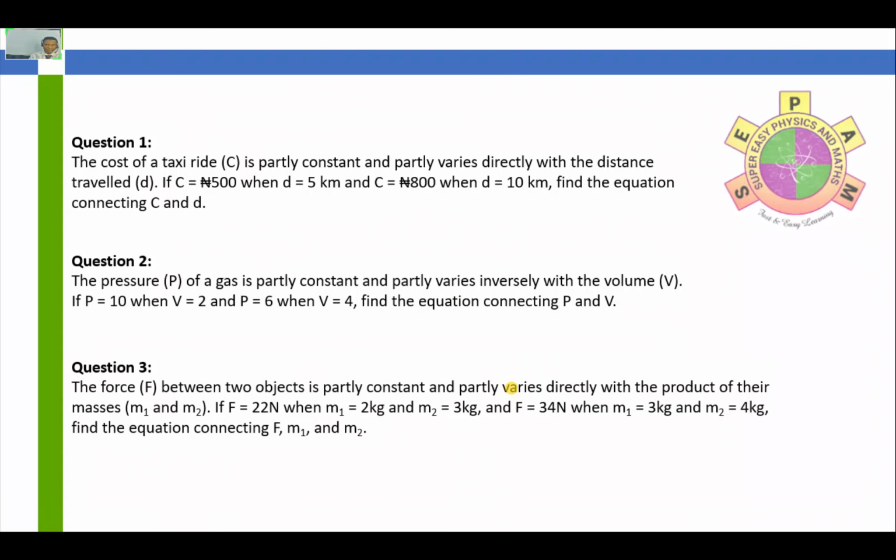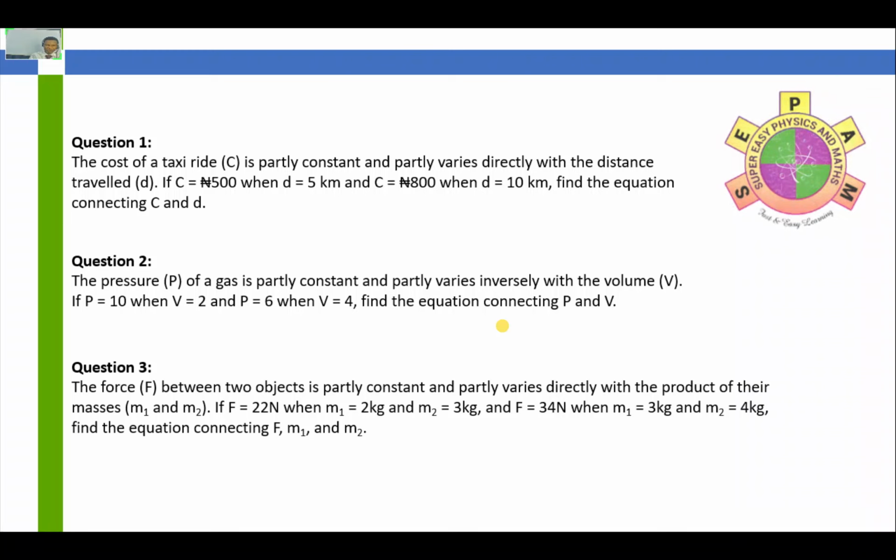We'll be treating 3 practice questions in this video. The first question is going to involve calculating the cost of a taxi ride, which depends on the distance that the ride is going to cover, and then the driver had to fix the cost depending on other variables.